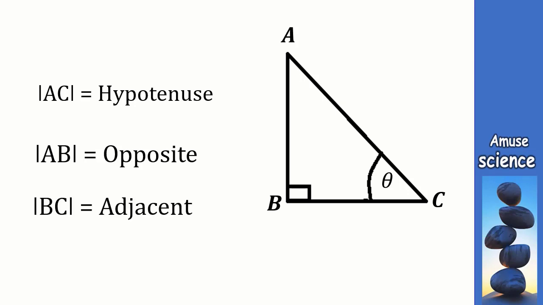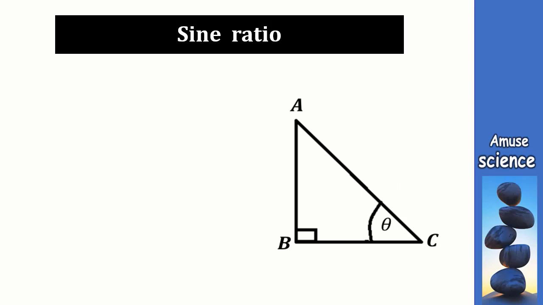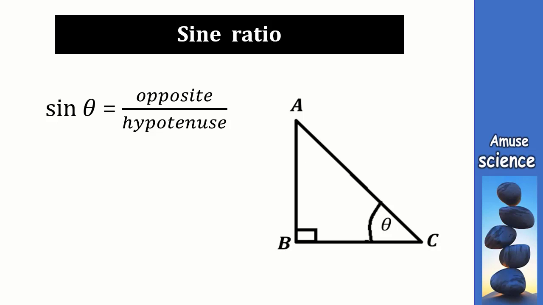We can relate the sides of the triangle to each other. These relations are called the trig ratios. So there are three important trig ratios we can get from any right-angled triangle. The first ratio is the ratio of the opposite to the hypotenuse. This is called the sine ratio. So sine is a ratio of the opposite to the hypotenuse. Now we can find the sine of the angle, that is the sine theta, is equal to opposite over hypotenuse.